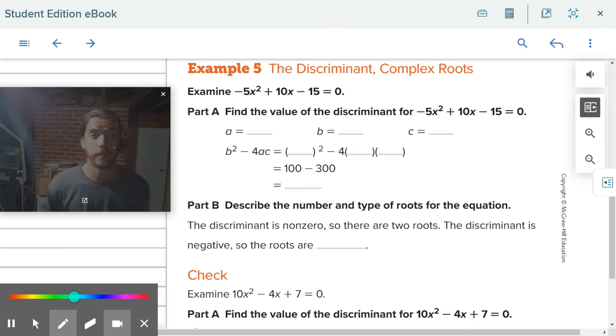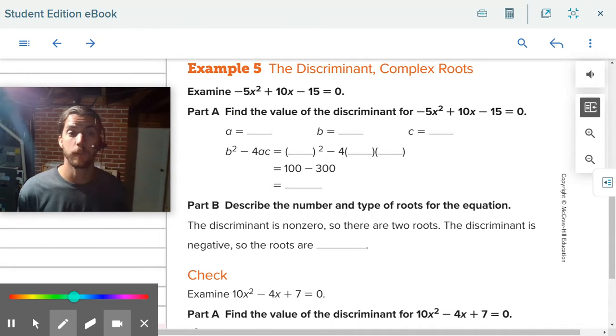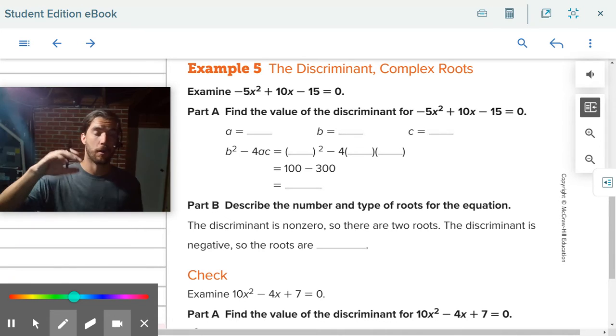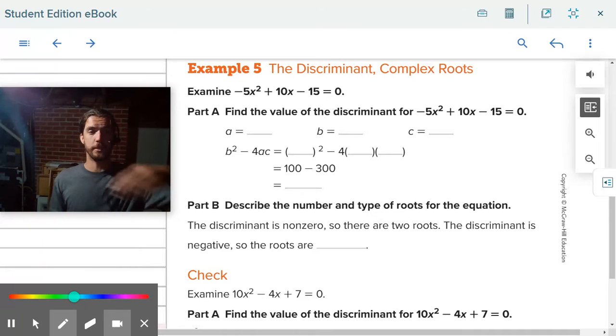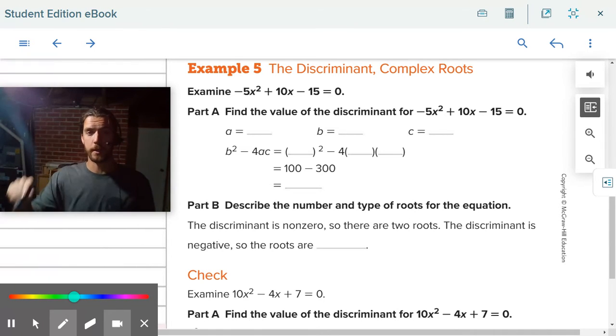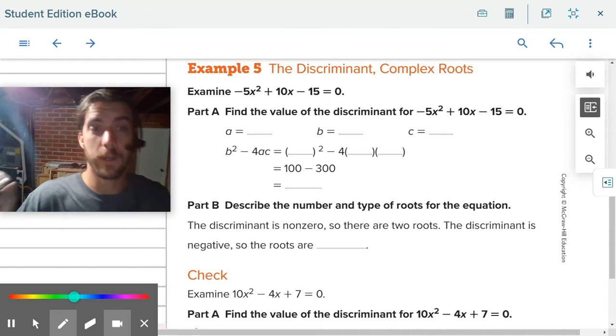All right, congratulations everybody. We are on to our final example for this lesson where we are finding the discriminant where the outcome gives us complex roots. So taking a look at this example where our quadratic is negative 5x squared plus 10x minus 15, we can imagine that our y-intercept is down at negative 15. We have a downward facing parabola. We may never come all the way up high enough to cross over and have a real solution. So let's see how that turns out.